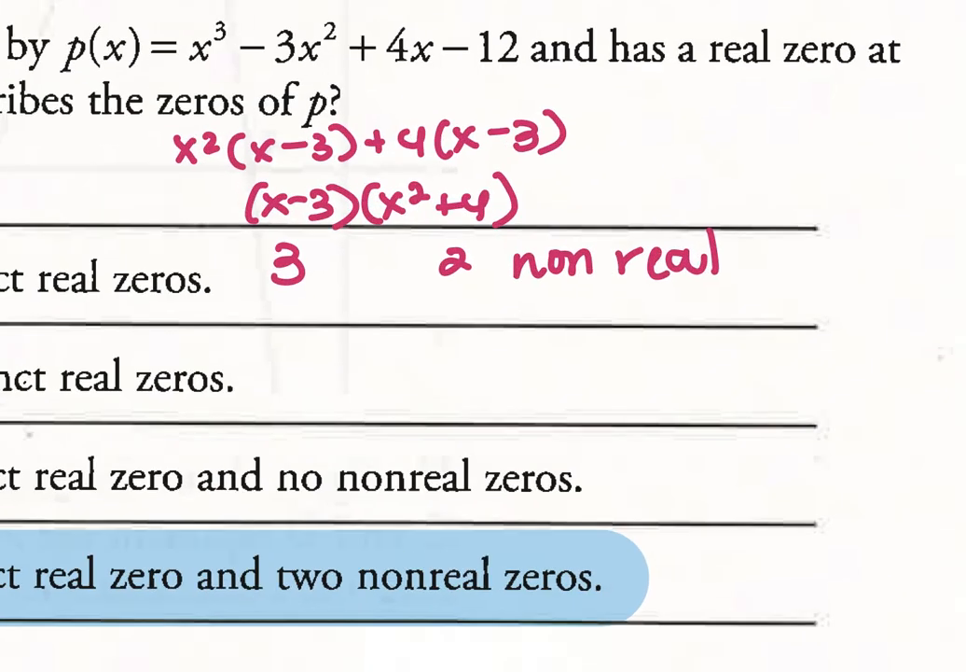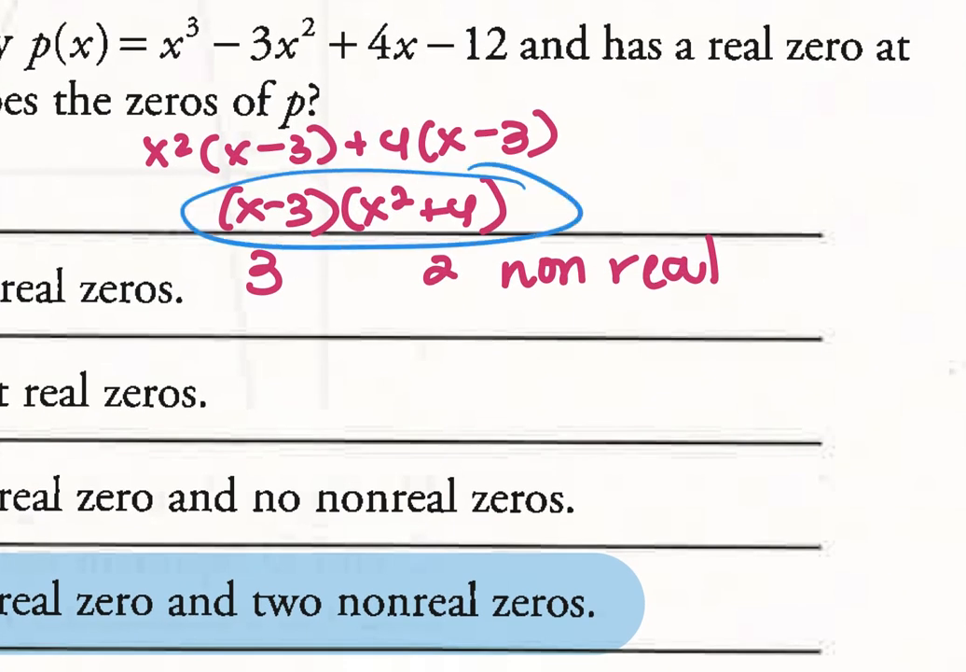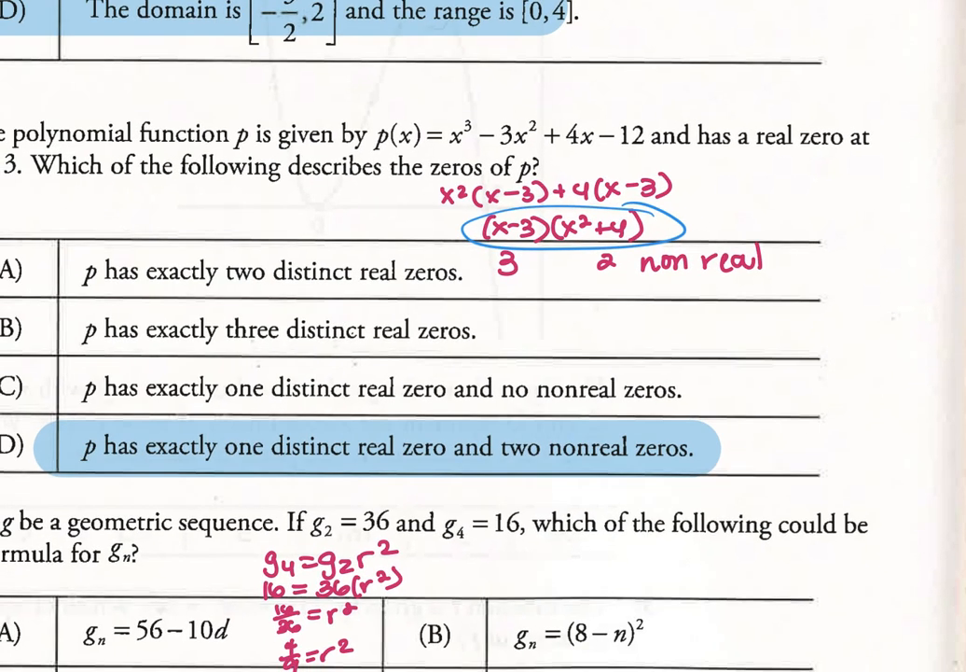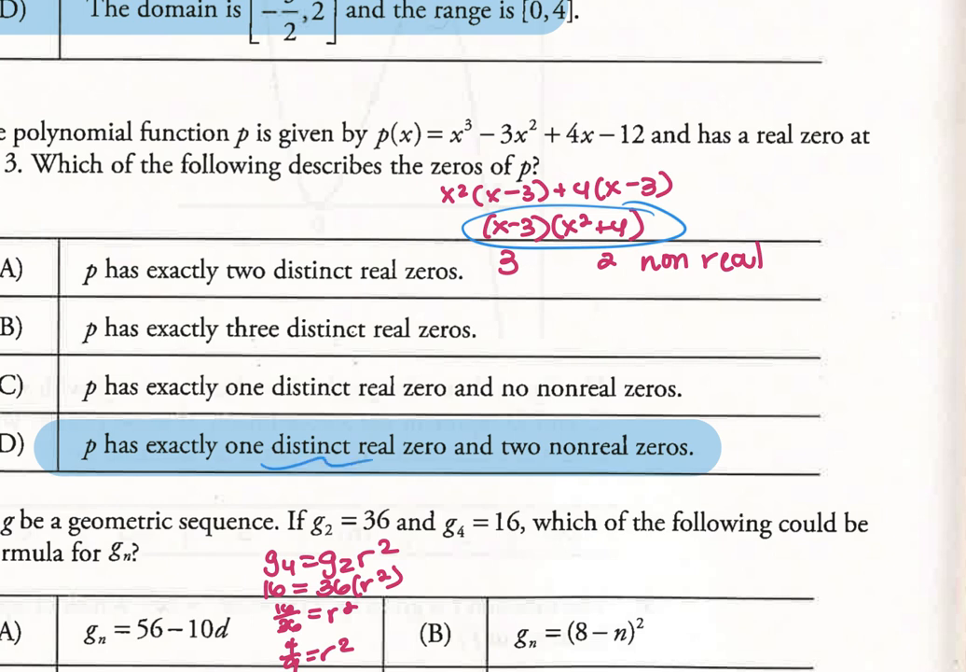Once you factor it, you get x minus 3 times x squared plus 4. X minus 3 produces 3 as a 0. X squared plus 4 would be 2 non-real zeros. It'd be 2i and negative 2i. So when it asks you to describe them, distinct means only one of them, right? So it has exactly one real 0 and it had 2 non-real zeros.